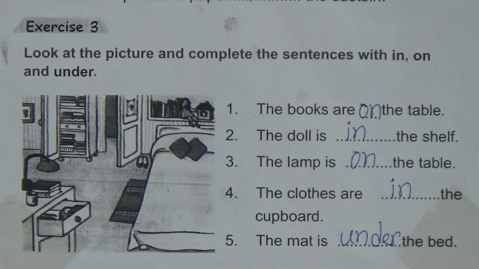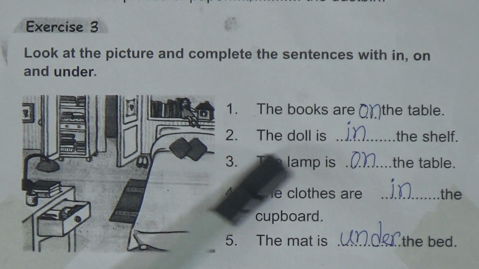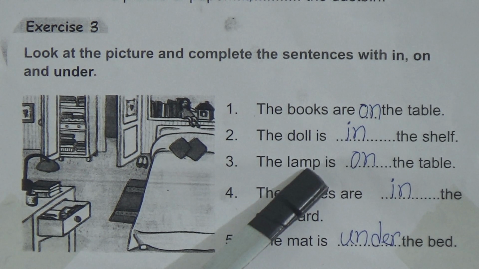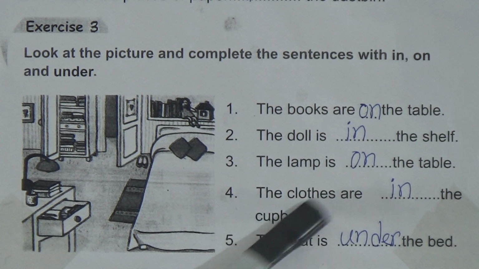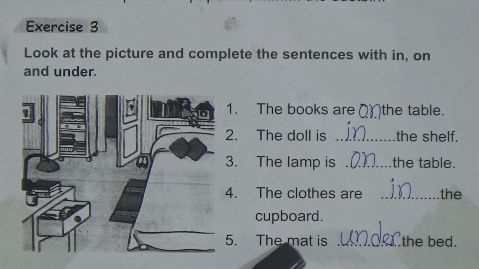So number 1 is the books are on the table. Number 2 is the doll is in the shelf. Number 3 is the lamp is on the table. Number 4 is the clothes are in the cupboard. And number 5 is the mat is under the bed.